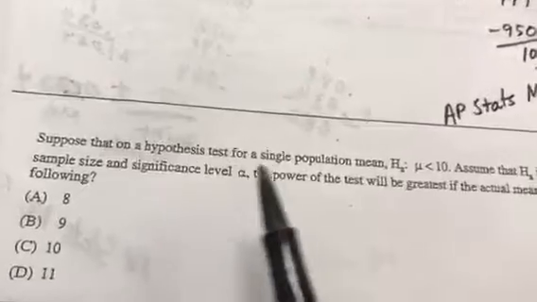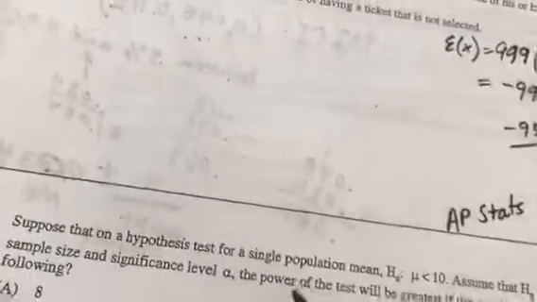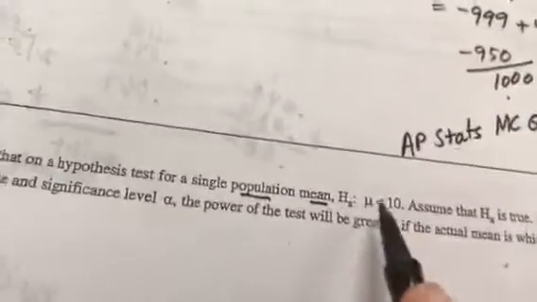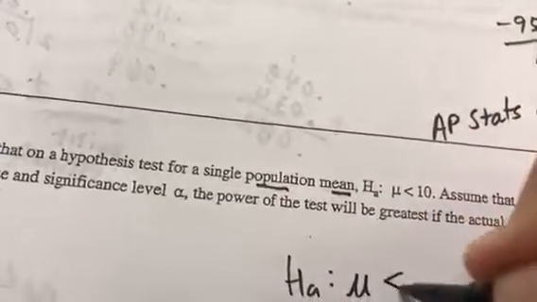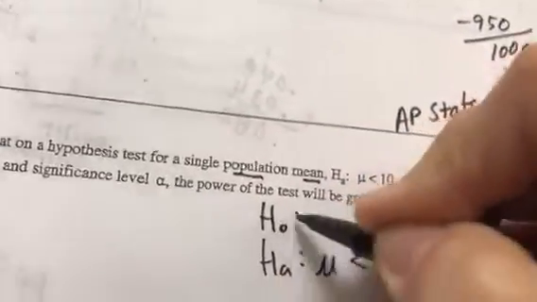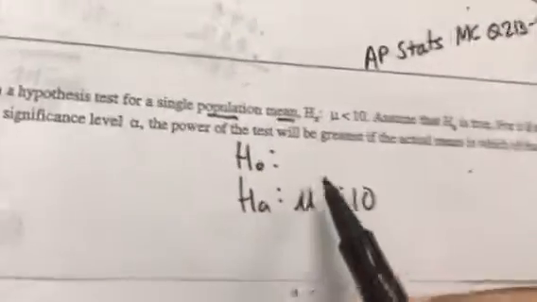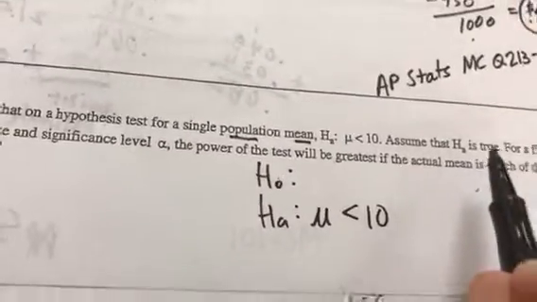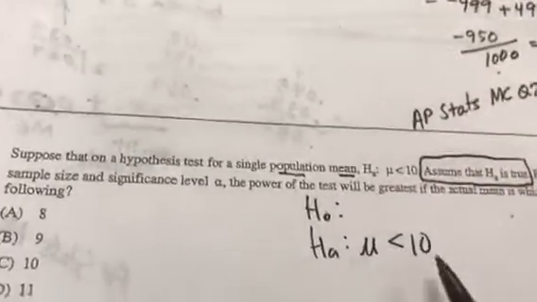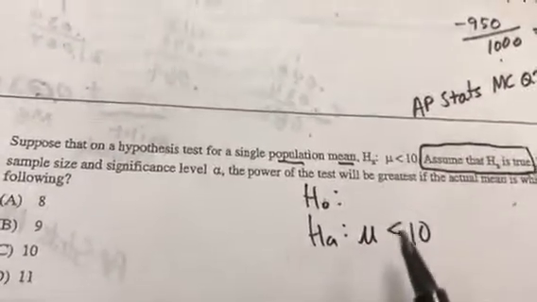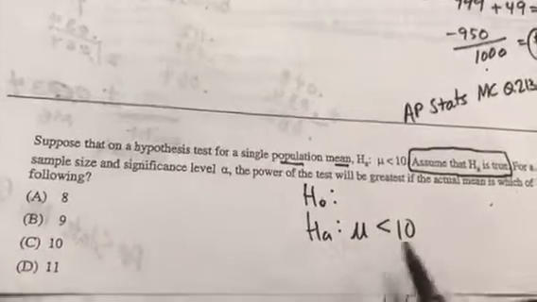Suppose on a hypothesis test for a single population mean, we have H sub A: mu less than 10, and they don't tell us H sub o. Now, assuming that we find out H sub A is true, so that ends up being our truth. We know mu is a number less than 10.